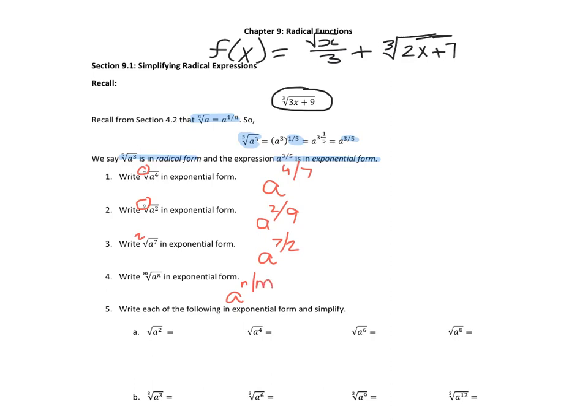If you want to write yourself a note, you can come back up here. Remember this 3 is called the index. All right, and then if we wanted to fill in some more vocabulary words, this is your radical sign. And underneath, do you remember what that's called? The radicand.